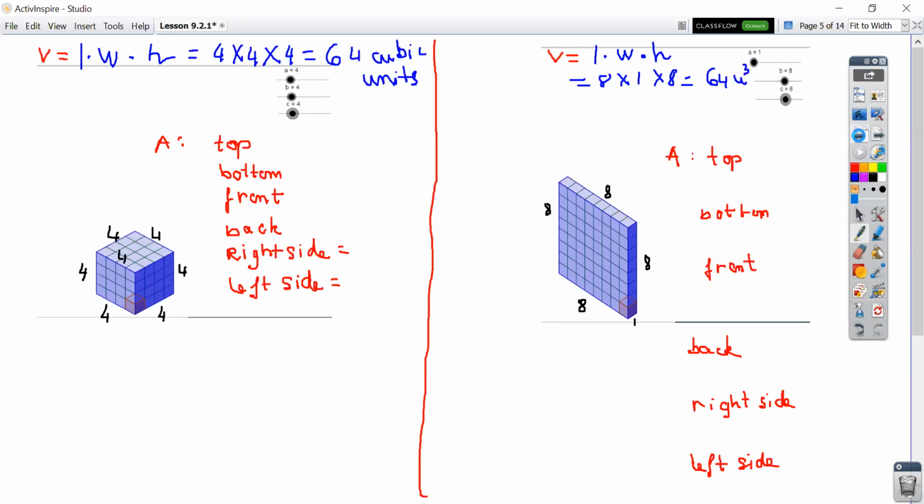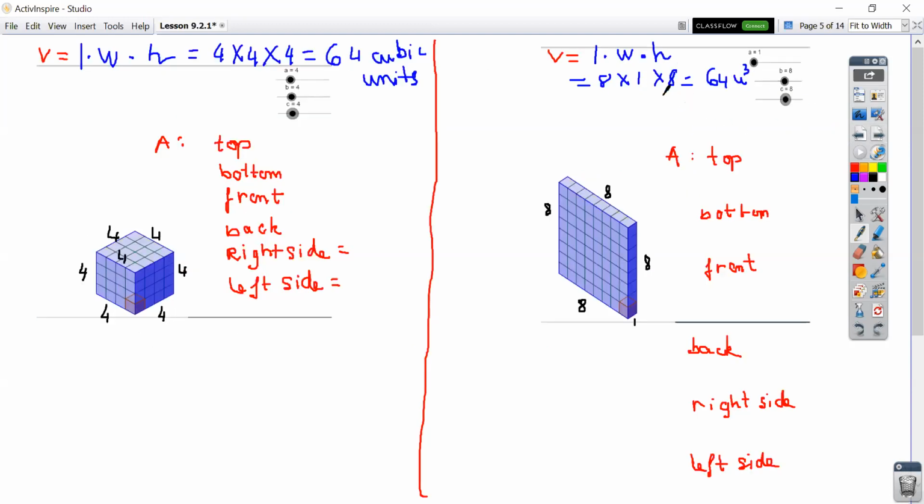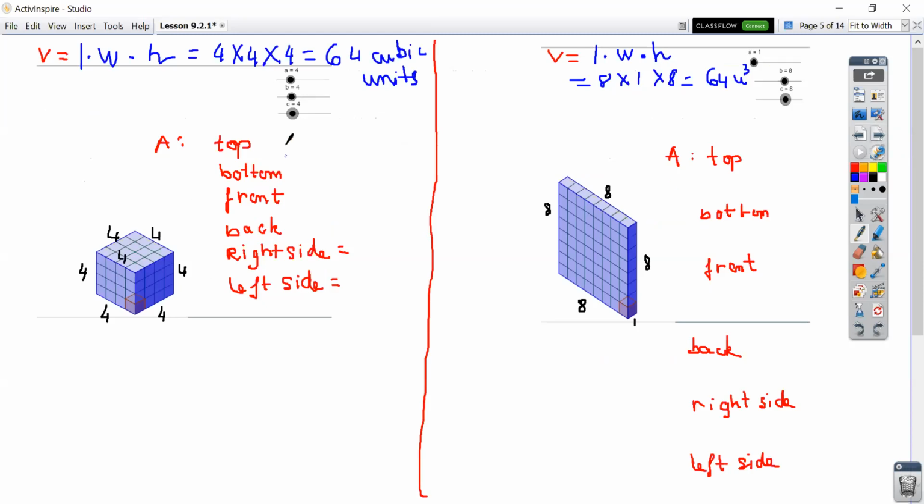So what they want in this question is to hold the same amount of cereals, exactly the same amount, exactly the same volume, but let's find out which one has less surface area, so that they use less cardboard. So look at the surface area. For this one, 4 by 4 by 4.